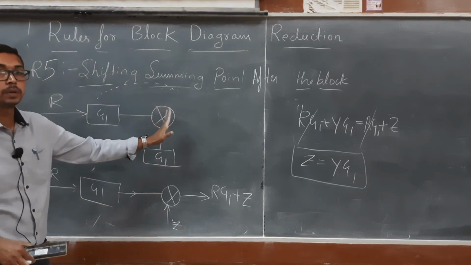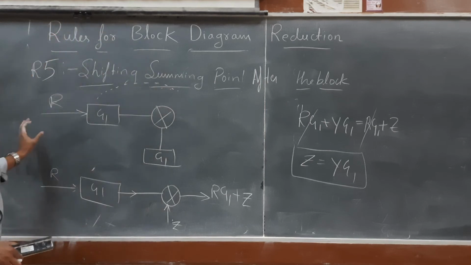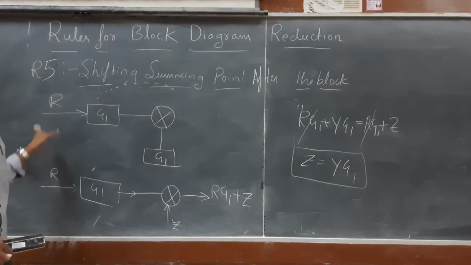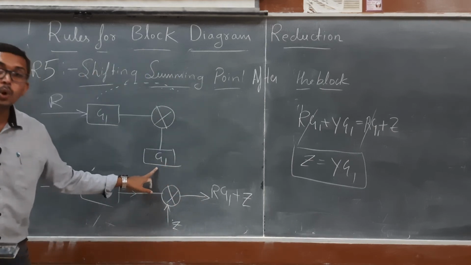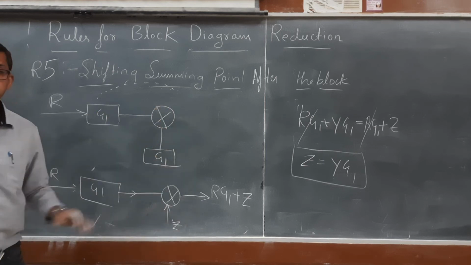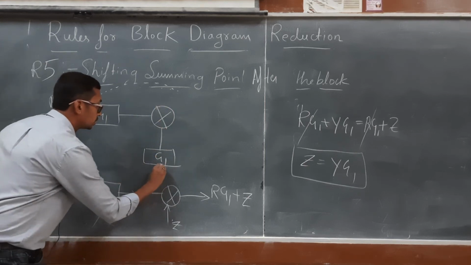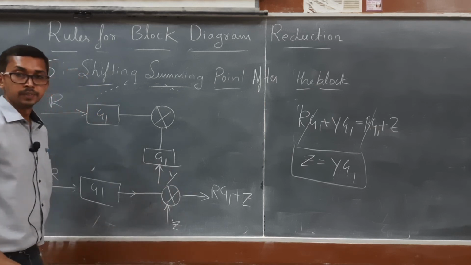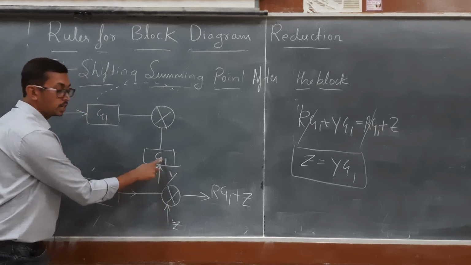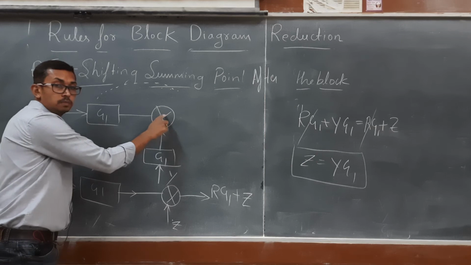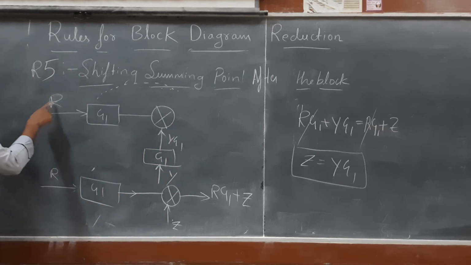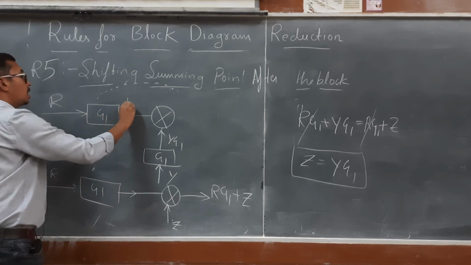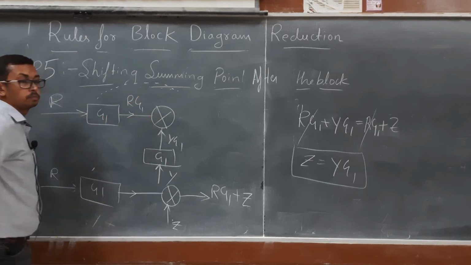When I am shifting the summing point before the block, we need to add a reciprocal of the block. When we are shifting the summing point after the block, we need to add the same block to that summing point signal, with the signal Y. So here Y into G1 will be the input for this summing point. Here R into G1. So R into G1 is the input for this summing point.